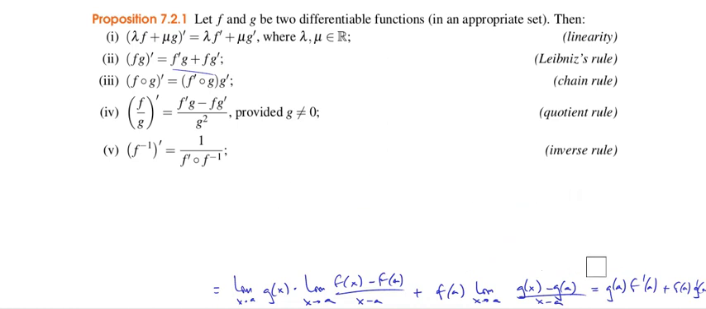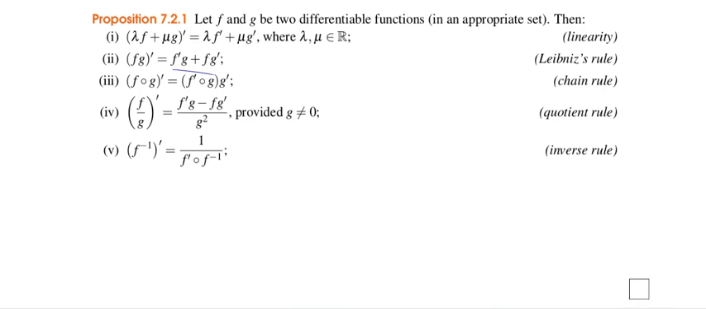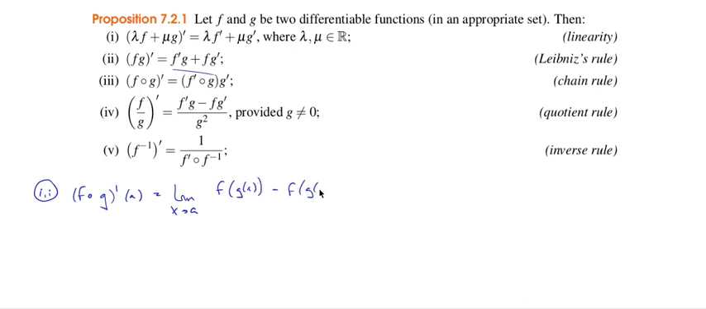So let's go for the chain rule, which is a very interesting one. We have the derivative of f composed with g at a, which is actually the limit when x goes to a of f of g(x) minus f of g(a), that's what the composition means, divided by x minus a, right?